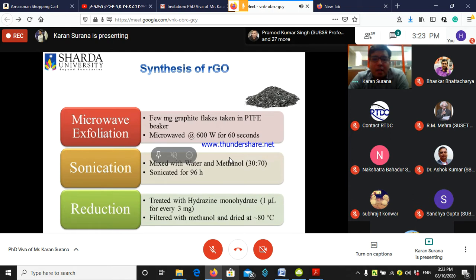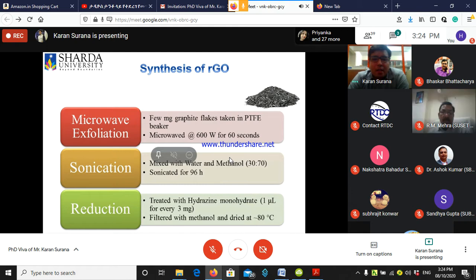For the reduction, hydrazine monohydrate, the reducing agent, was taken: for 3 milligram of the sample, 1 microliter of hydrazine monohydrate was used. They were sonicated and stirred alternately. After about 1 or 2 days of this process, they were filtered with methanol and dried at 80 degrees centigrade. The final pH which we wanted to maintain was pH 7.